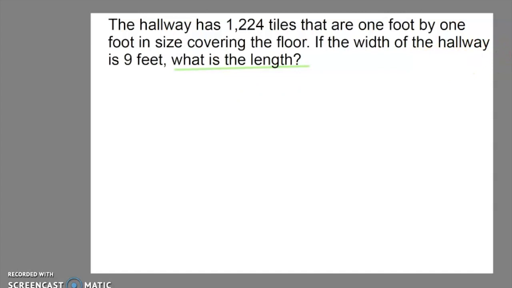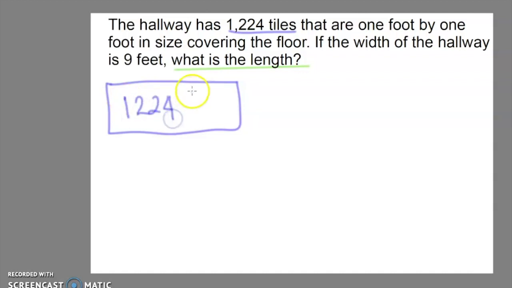So let's go ahead and create a picture. Okay, so I am just going to create my shape right here. Here's my 2D figure, and I'm going to plug in the information. They give us the area. So this is your hallway, and it says that the area is 1,224, and it says 1 foot by 1 foot, so I know it's feet squared. Now it tells me my width is 9 feet. What is my length? So you know that's what's in question. So let's go ahead and put in our 9 feet, and we know we need to find our length.